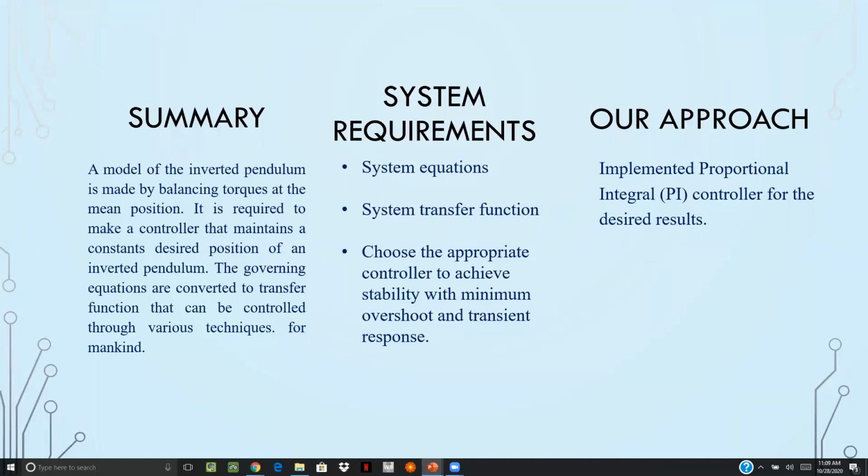For this, our system requirements were our system equations, our system transfer function, and to choose the appropriate controller to achieve stability with minimum overshoot and transient response. Our approach was to implement a proportional integral (PI) controller for the desired results.